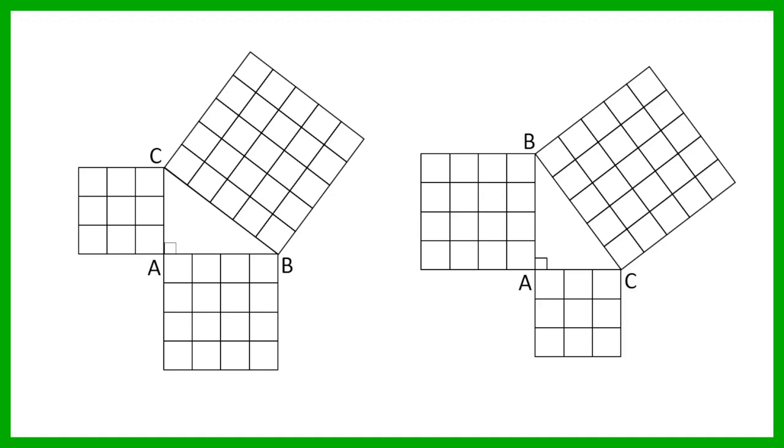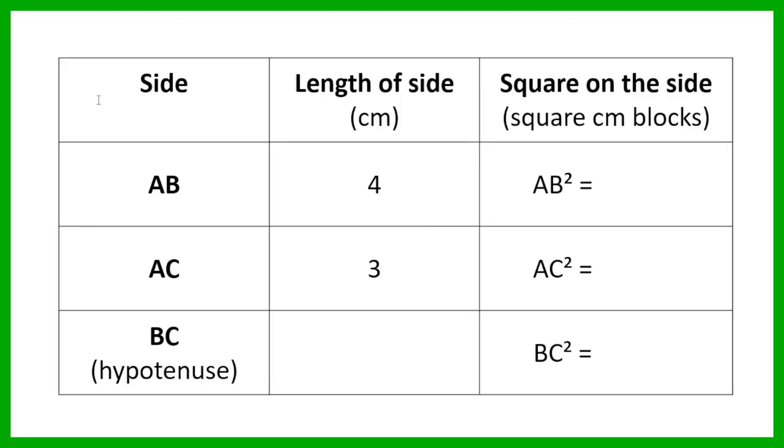Now let's have a look at filling in this table based on what we've got over there. Okay, so over here, first of all, I've got a table where the sides in your triangle are AB, AC, and BC, which is the hypotenuse. The length of the side AB was 4 centimeters. The length of the side AC was 3 centimeters. Those we already knew because those are the lengths you were told to draw the triangle with. Then, as I said already, you should have found that BC was 5 centimeters.